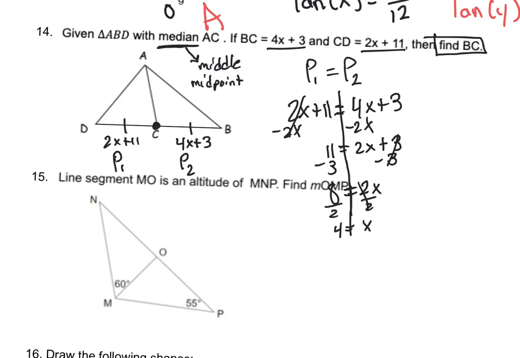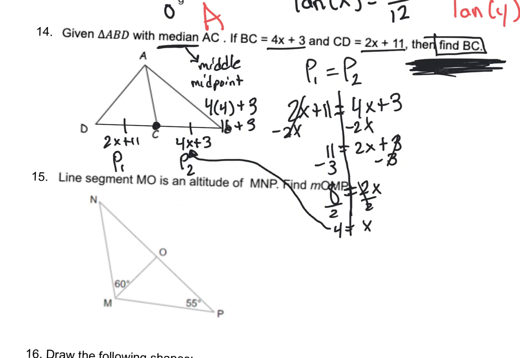Most kids will choose 4 as the answer and they will get it wrong. Again, guys, it does say to find BC. See what I'm highlighting over here? So we're not done. You need to take this 4 and plug it in. Plug it into BC. So what is that going to look like? Well, that's going to be 4 times 4 plus 3. 4 times 4 is 16 plus 3, which equals 19. There's your answer for the length of BC.